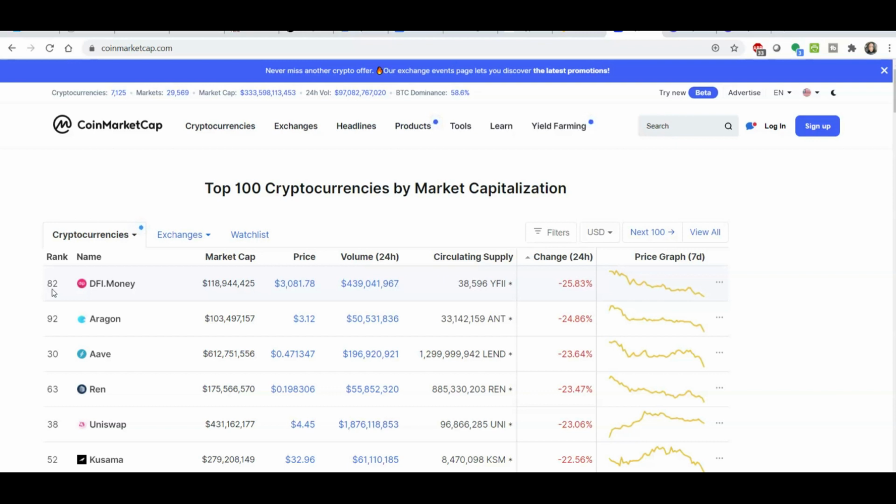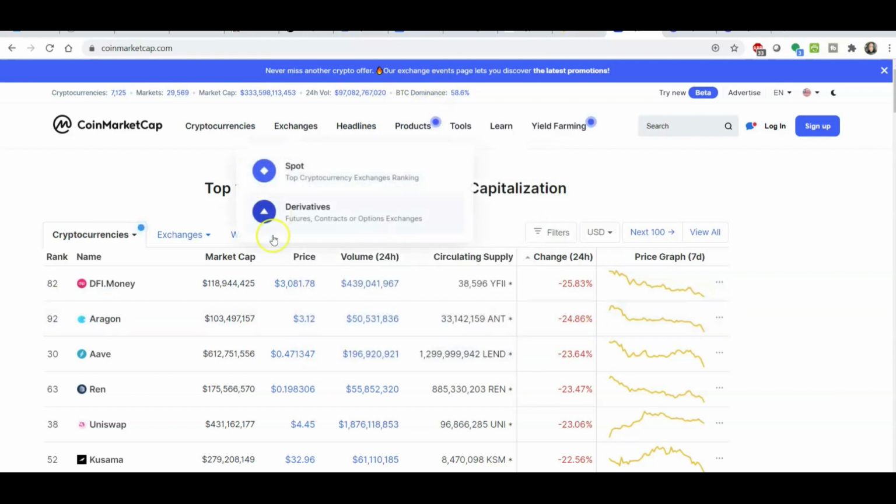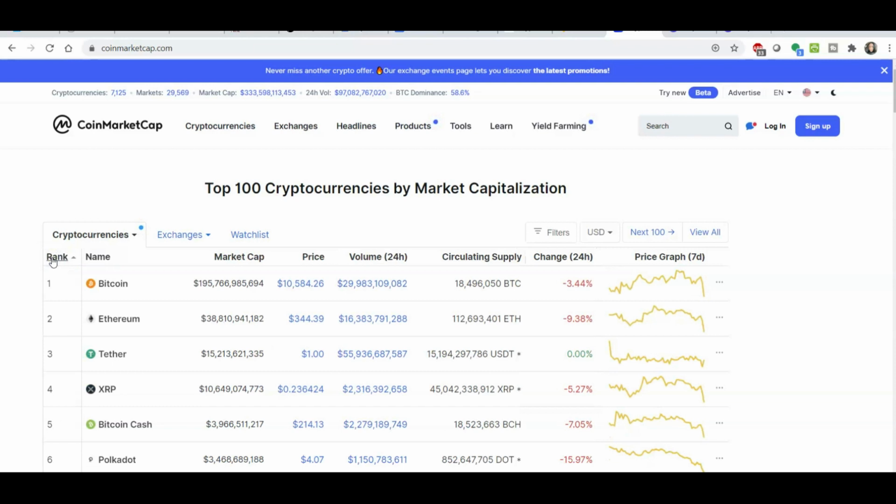What I do is I try to stay with the more popular coins, and so to get hold of the popular coins, we're going to click on rank, and we're going to get our list here sorted in order of market capitalization or rank.